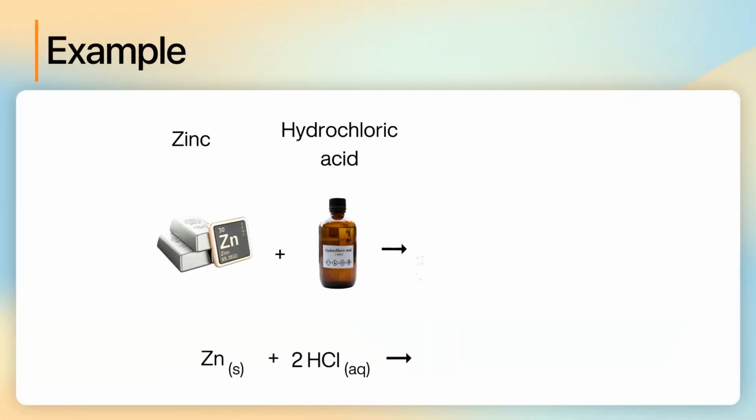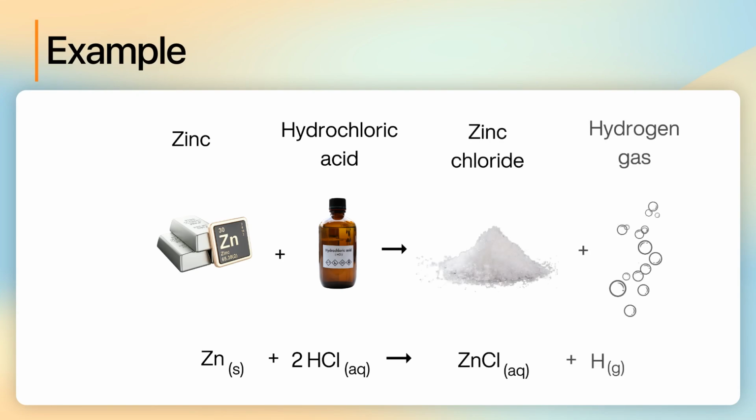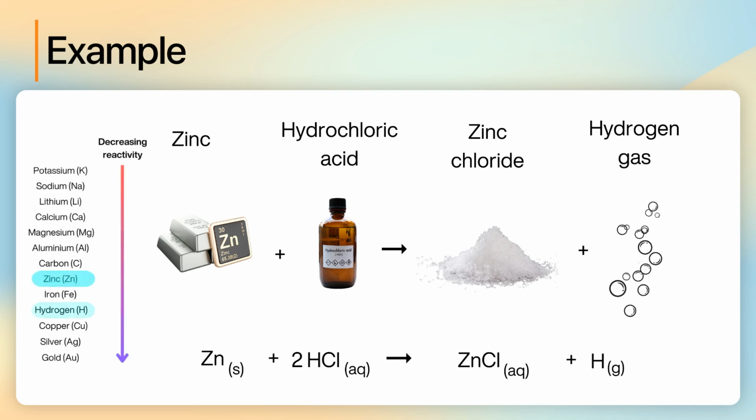For example, when zinc reacts with hydrochloric acid, zinc chloride and hydrogen gas are formed. In this reaction, zinc is more reactive than hydrogen, so it displaces the hydrogen ions from the hydrochloric acid.